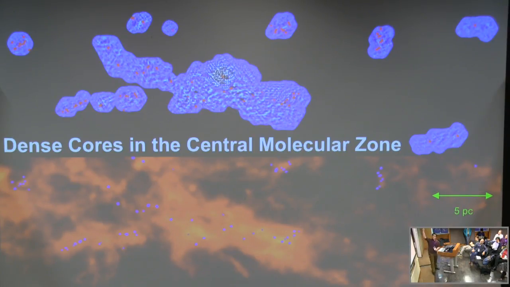This is on the top an image of the selections from the CM Zoom survey focused around Sagittarius A star, which is that particularly noisy bit in the center. I could probably point at it, but I don't want to figure this out right now. And on the bottom is the same dendrogram leaves put against the Herschel 250 micron dust continuum.